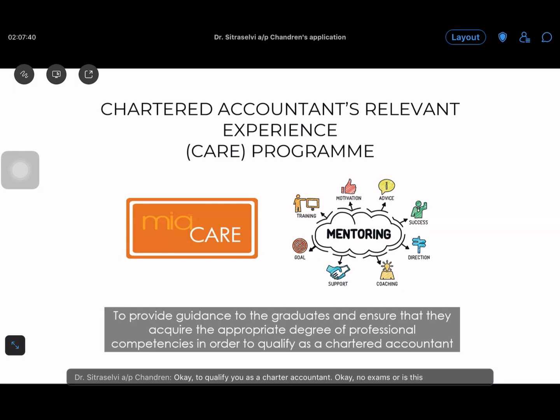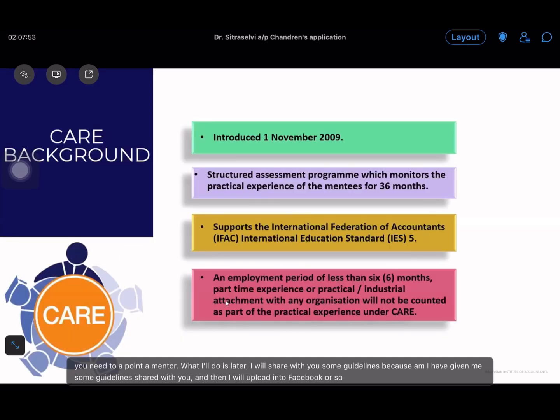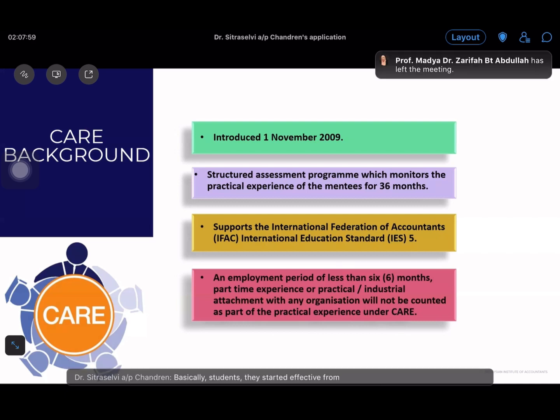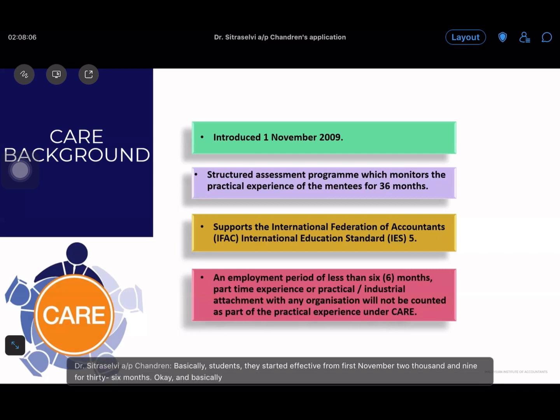You need to appoint a mentor. Later I will share with you some guidelines, because MIA has given me some guidelines. I will share them with you, and I will upload them on Facebook also. Basically, students, this started effective from 1st November 2009. It's for 36 months, and basically, employment must be more than 6 months.